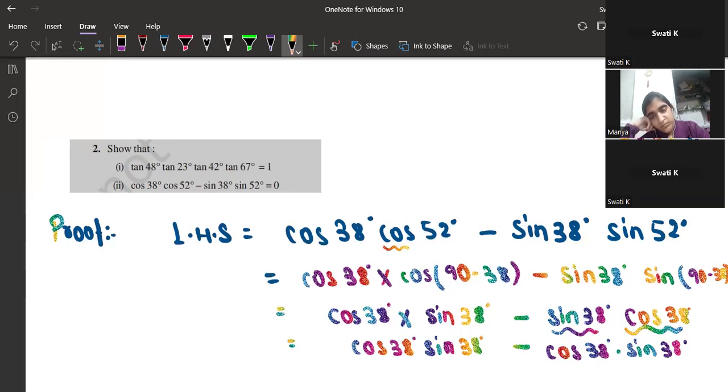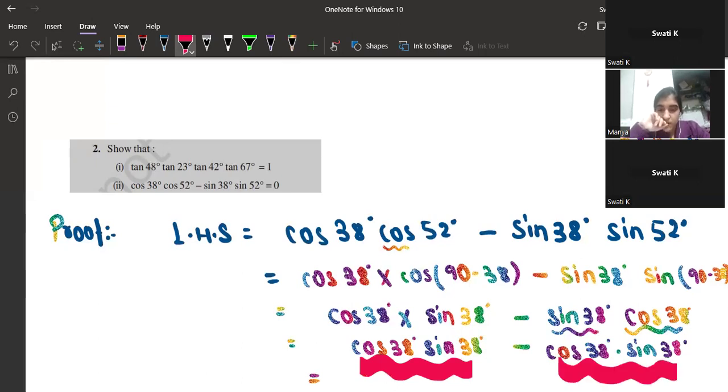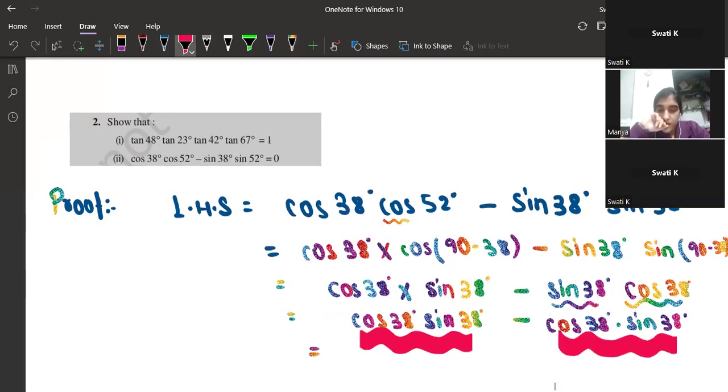Now can you see कि आपके पास मान्या same term यहाँ भी है और same term यहाँ भी है और आपस में सब्ट्रैक्ट हो रहा है. तो what is same term minus same term?